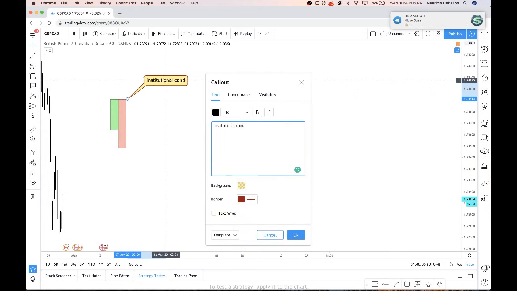Institutional candle. Okay, let me go ahead and mute my group so that it is not bothering. Let's go ahead and do this real quick. One quick second, sorry for the delay. Cancel, mute, banana. There you go.